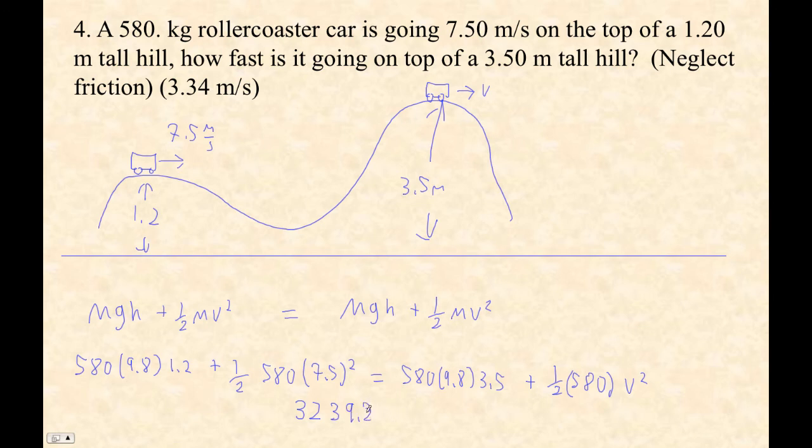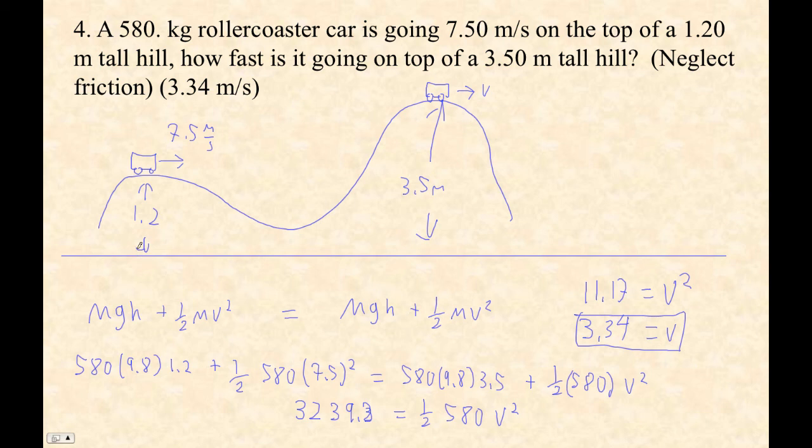3239.3 is equal to 1/2 580 v squared, right? And now all I have to do is multiply by 2, divide by 580. So times 2, that gets rid of this. Divide by 580, that gets rid of 580. And I get 11.17 is v squared, and now I've got to square root both sides, so take the square root of that number, and I get 3.34 is v. Ta-da.